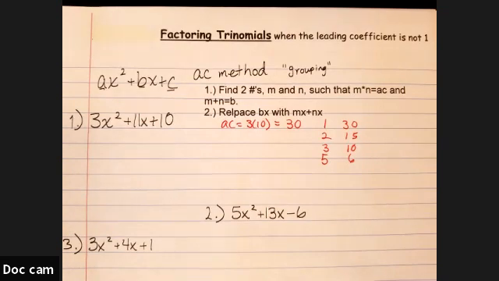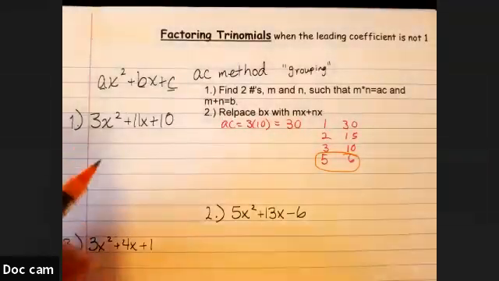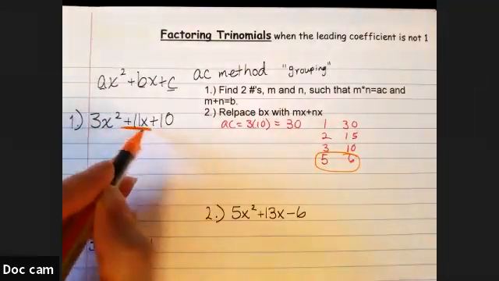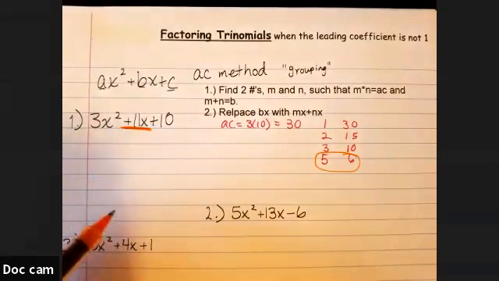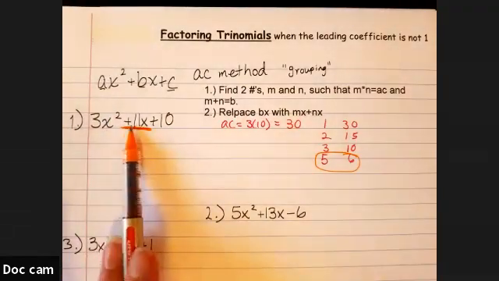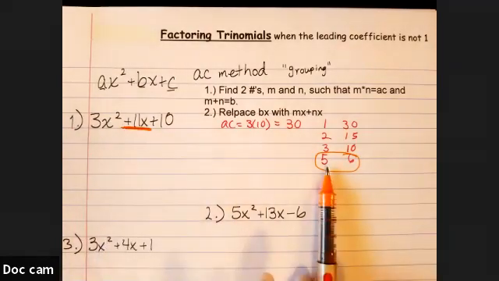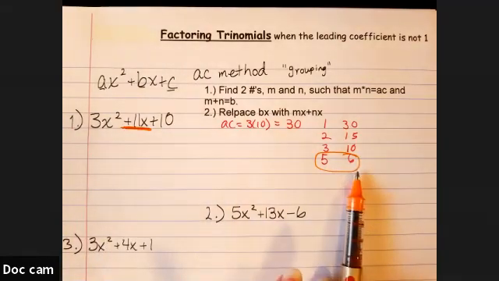All right, so the ones that also add up to 11 are 5 and 6. Okay, so the next thing we're going to do is rewrite the middle term. So instead of writing plus 11x, we're going to replace that with plus 5x plus 6x.